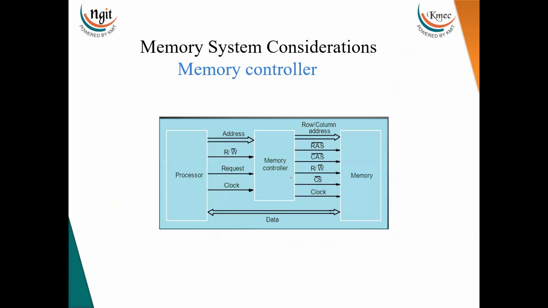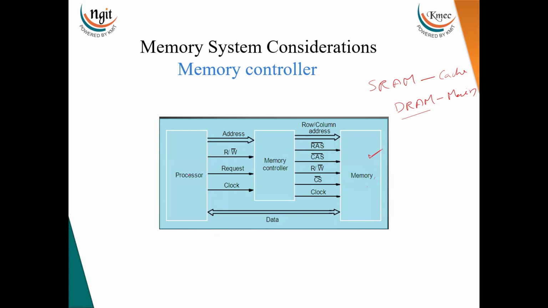Now the next topic is memory system considerations. Static RAMs are used to design the cache memories to increase the speed of the system, and DRAMs are used to design the main memory. Here the speed is not the consideration, and by using DRAM, it has high density. That's why we use these DRAMs to design the main memory.